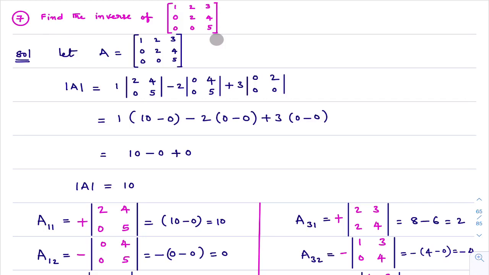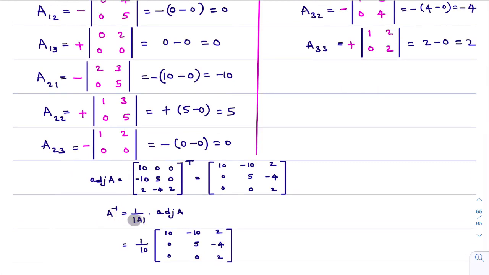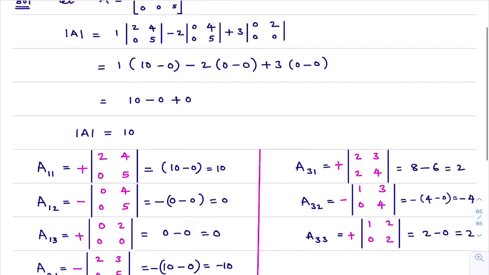In earlier classes, we learned the formula to find the inverse of a matrix. What is the formula? A inverse equals 1 by det A into adjoint A. That is the formula. So to calculate the inverse of a matrix, you need two things: one is det A, another one is adjoint A. So I'm going to calculate both det A and adjoint A.